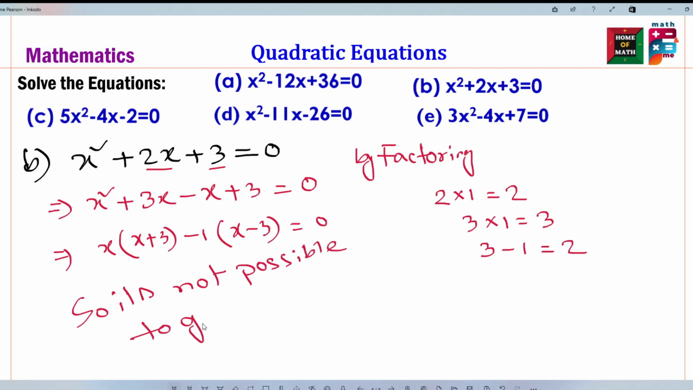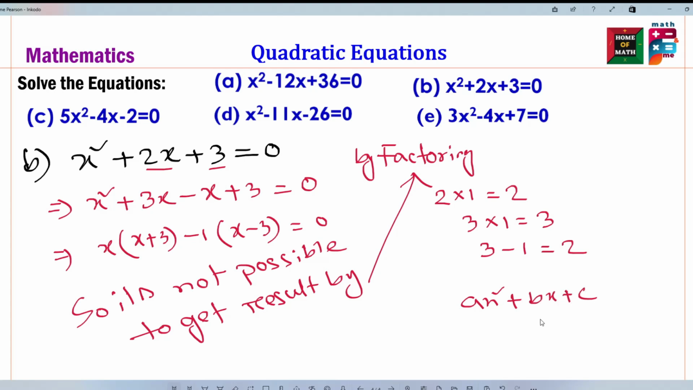So it's not possible to get a result by factoring. Okay, so what can we do? We can make this one by ax square plus bx plus c. It means quadratic formula. So let's start.